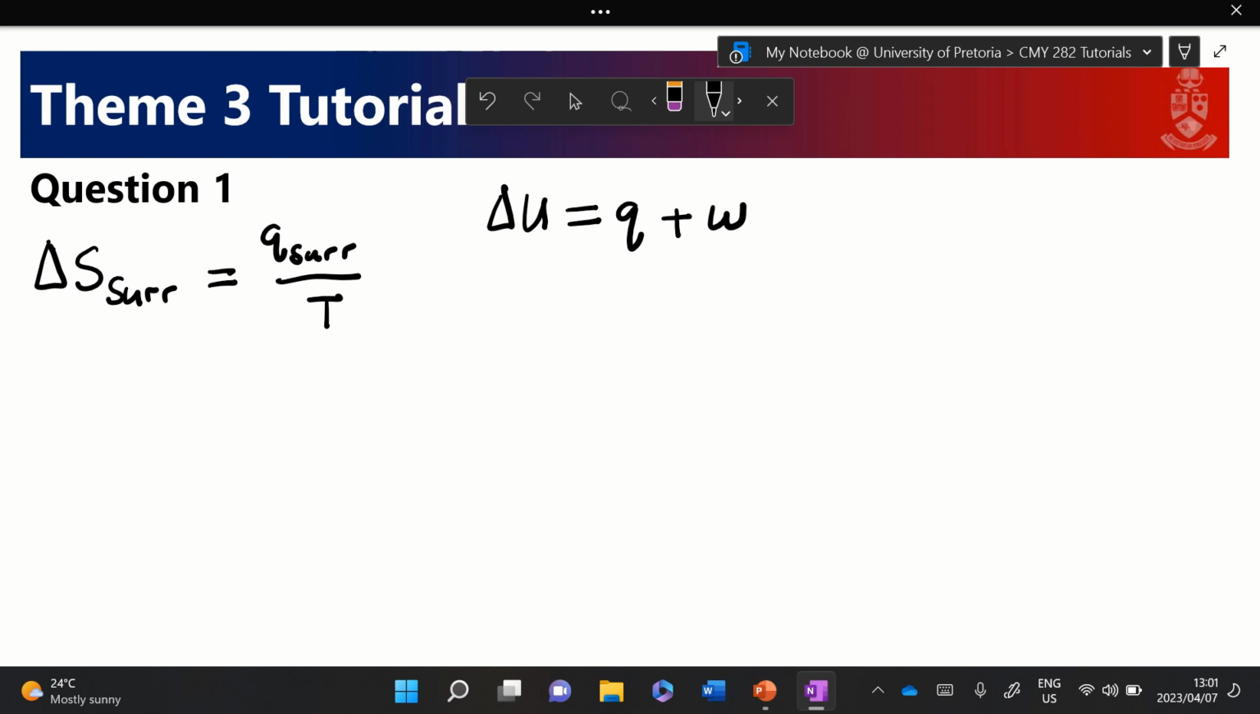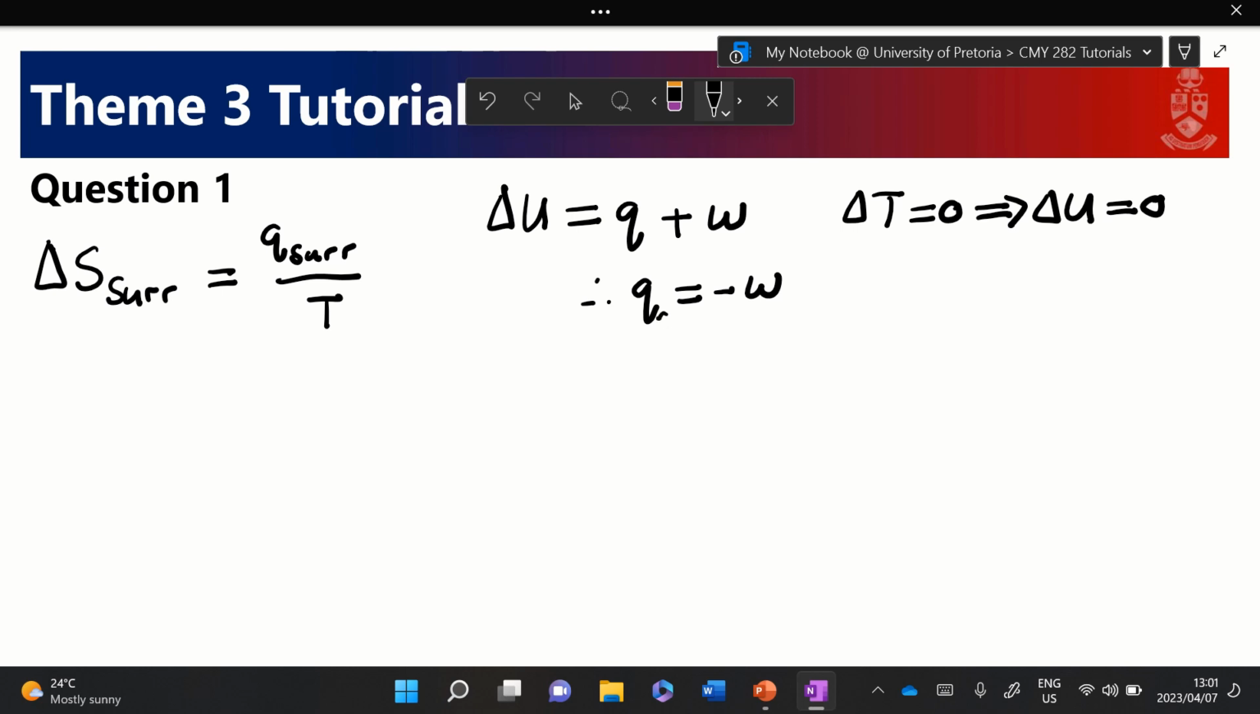And we're also given the fact that the change is done isothermally. So in other words, we know that the change in temperature is 0. So in other words, we know that the change in internal energy is equal to 0. So that means that our change in heat is equal to negative our work. But that is for our system, right?